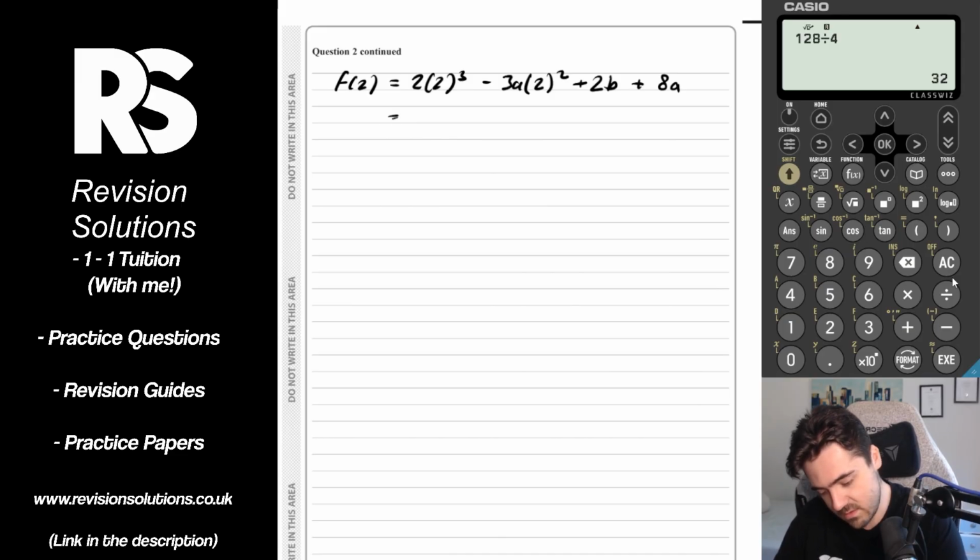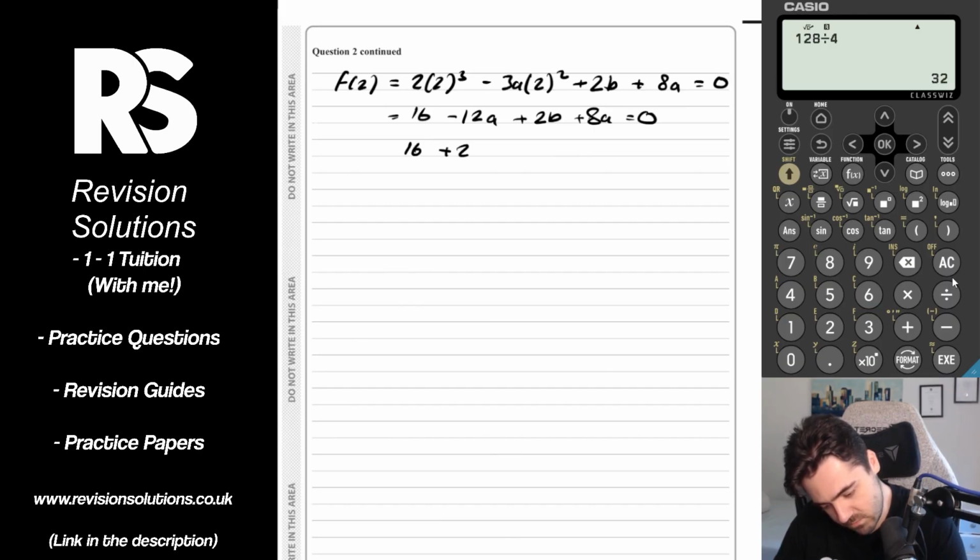Simplifying that down again. Sorry, this should be equal to 0. 2 cubed is 8 times by 2, that is 16. Then 2 squared is 4, times that by 3, that's going to be minus 12a plus 2b plus 8a equals 0. Let's simplify that down a bit. So we'd have 16 plus 2b minus 4a equals 0. Let's divide everything by 2. So we'd have 8 plus b minus 2a equals 0.